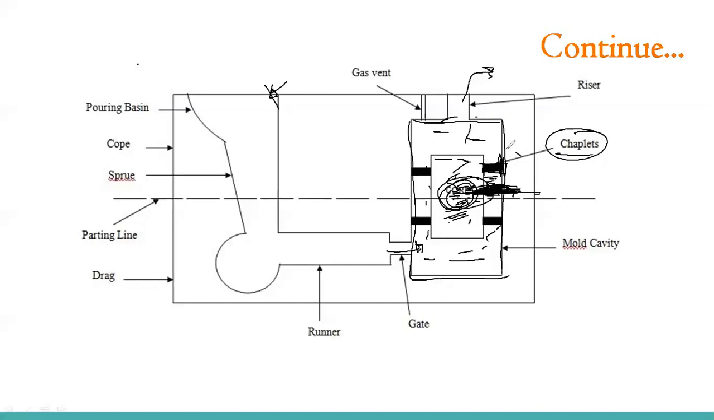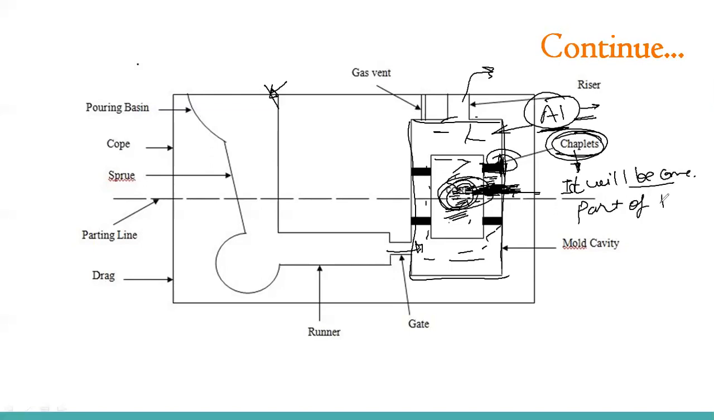Okay, but what about these chaplets? These cannot be removed. So if we are making this casting of aluminum material, or a specific series of this aluminum material, then the same series or the same material we have to use for the chaplets, because it will become a part of this casting. It cannot be removed from this casting. So please keep in mind, the chaplets cannot be removed from the casting. It will become a part of the casting.